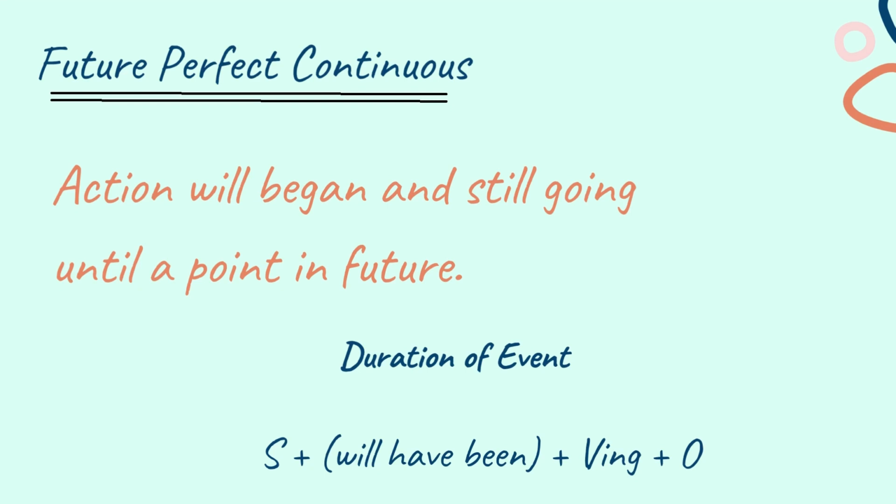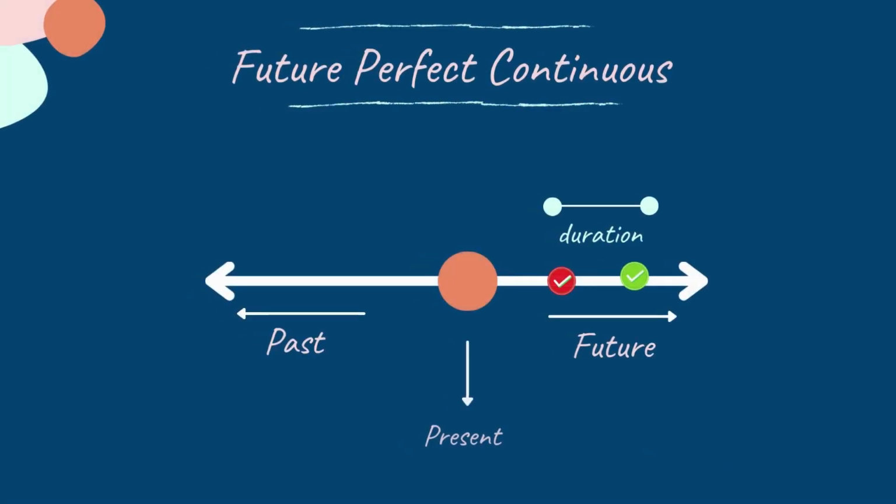Let's understand its placement in the timeline. In the timeline, it can be seen that the work will start in the future, which is shown by the red tick, and will continue until another event shown by the green tick occurs. Also, the duration of the event is highlighted by a blue colored line. Please note the activity might have started in the past or present as well. So the red tick might move to the left or center of the timeline accordingly.